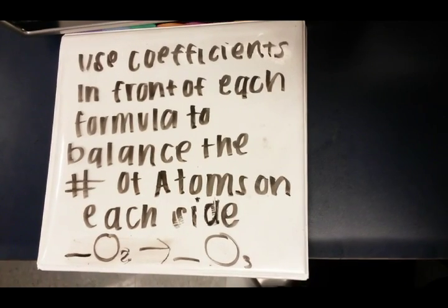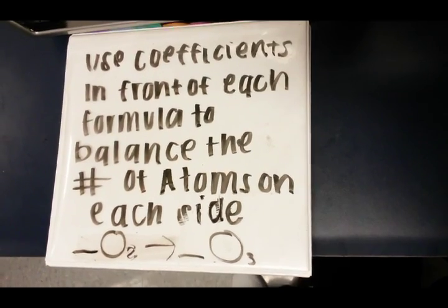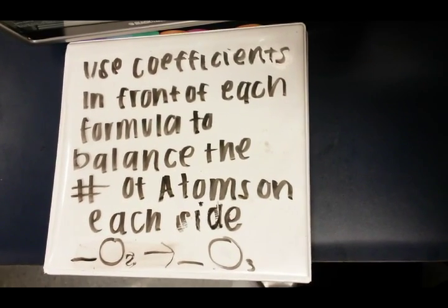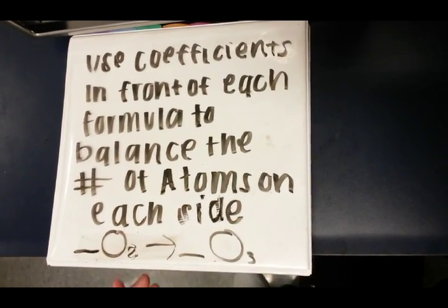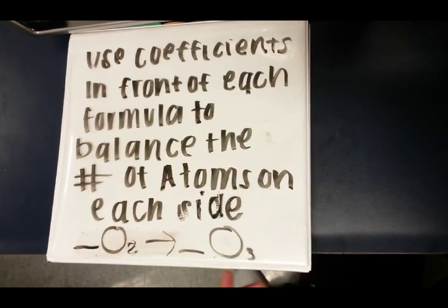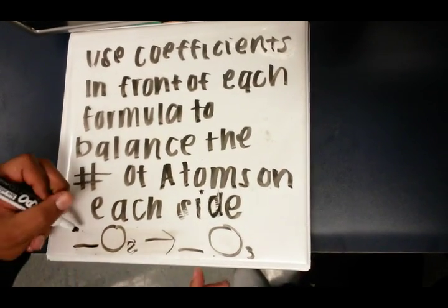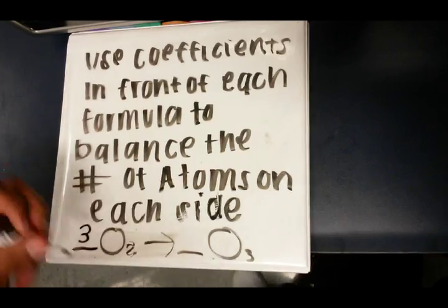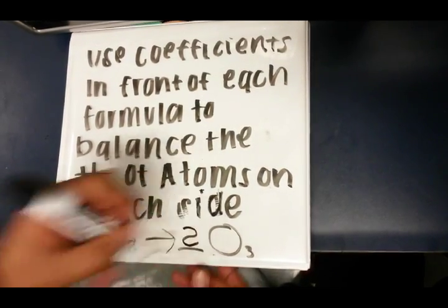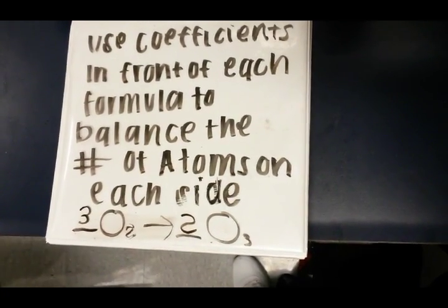Advice: steps to balancing a chemical equation. Write all reactants on the left side and all the products on the right side of the equation arrow. Make sure you write the correct formula for each element. Use coefficients in front of each formula to balance the number of atoms on each side. For example, if you see O2 here and O3 here, you will need to put a 3 here and a 2 over here to balance out the equation. Now you have a balanced equation.